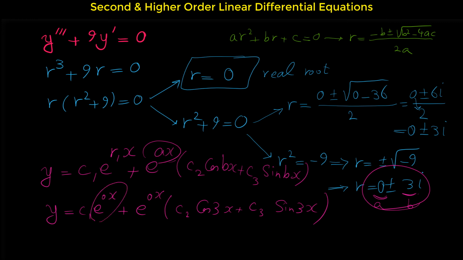If we simplify these e to the zeros, e to the 0 is 1. So we can write our final answer in this form, y equals c sub 1, because e to the 0 is 1, 1 times c sub 1 is c sub 1, plus e to the 0 again is 1. So we have only c sub 2 cosine of 3x plus c sub 3 sine of 3x.